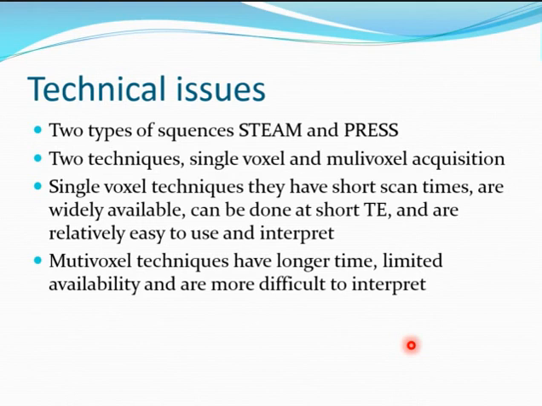You put one voxel on one area of the brain, and the machine will give you the spectrum of that area. Multivoxel, you make like a grid for the whole brain, and the machine will give you the spectrum for each voxel of the brain. This, of course, is much more beneficial, but it needs much longer time. So the time is a problem here.